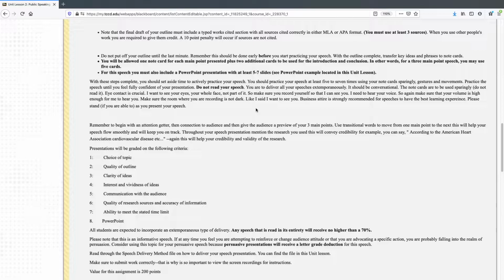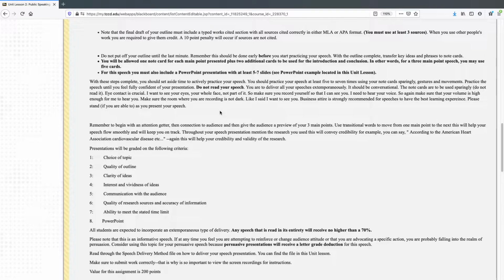Now, if you read chapters 13 through 16, it talks about the different types of speech delivery, and the one that is required for your informative and also for your persuasive speech is extemporaneous. It should be conversational. The note cards are to be used sparingly. Do not read it. Again, I stress this. This is very important. In public speaking, eye contact is crucial.